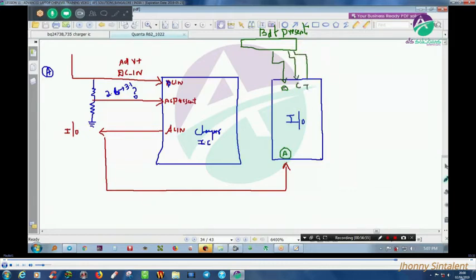The same data and clock will reach, sometimes to the charger IC, sometimes not. So these two, data and clock, are not mandatory to go to the charger IC. In some circuits it is required, in some circuits it is not required. Done?